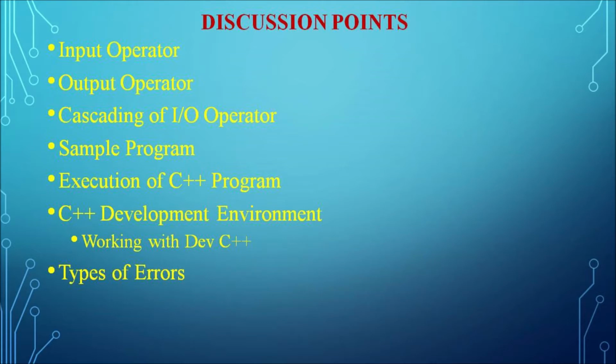We are going to discuss the input operator, that is, how a value is given to the CPU with the help of an operator, and how the output is received from the C++ compiler, which is the output operator. The third topic is cascading of input and output operators, that is, how both operators cascade, using two or more input and output operators in a single line.